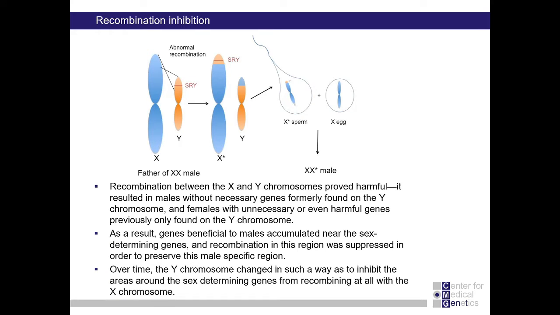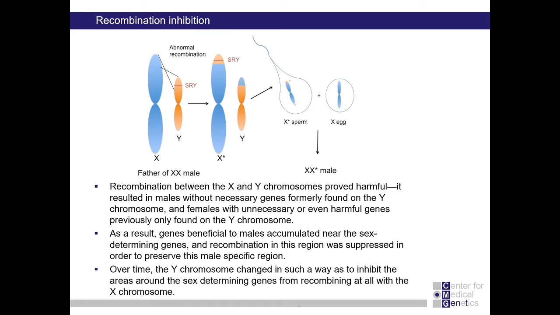Recombination inhibition. Recombination between X and Y chromosome proves harmful, resulting in males with unnecessary genes formerly found on the X chromosome and females with unnecessary or even harmful genes previously only found on the Y chromosome. As a result, genes beneficial to males accumulated near the sex-determining genes, and recombination in this region was suppressed in order to preserve this male-specific region.